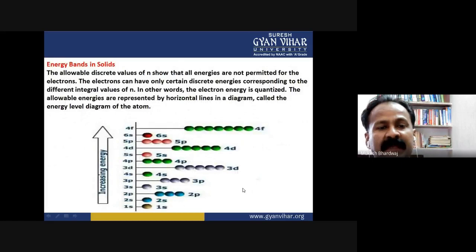So now, energy bands in solids. The allowable discrete values of n show that not all energies are permitted for the electrons. The electrons can have only certain discrete energies corresponding to the different integral values of n. In other words, electron energy is quantized. The allowable energies are represented by horizontal lines in a diagram called the energy level diagram of the atom. This is the pictorial representation of any element or solid.